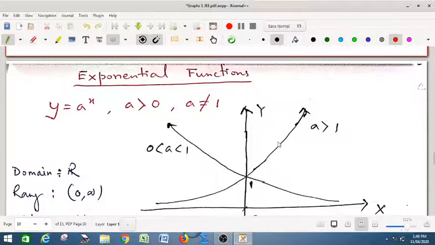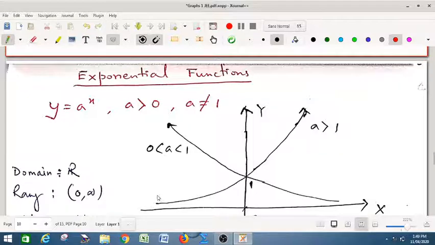Let us now look at exponential functions. Exponential functions are also very important, because if you know the diagram, you can solve so many problems on exponentials. If the base a is greater than 1, then this is the form of the exponential function, a to the power x, of this type. And if a is between 0 and 1, that is, a is less than 1, then you have decreasing nature. In the other case you have an increasing nature.